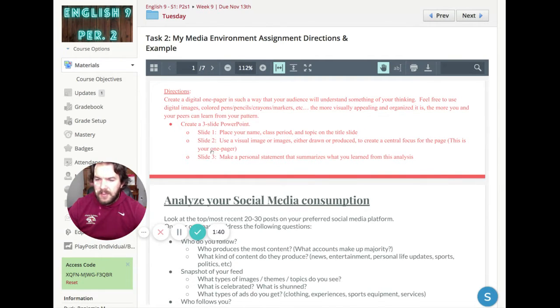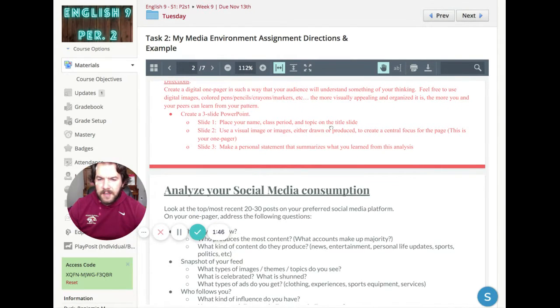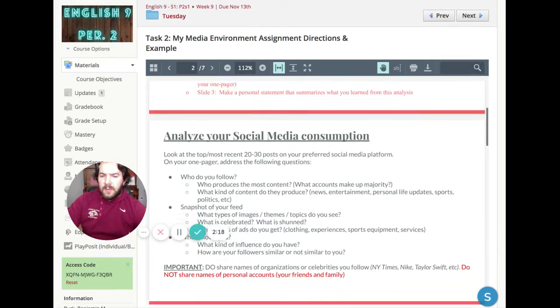That slideshow is going to be 3 slides long. You're going to put on the first slide your name, class period, and topic on the title slide. So your topic is going to be my media environment. The second slide is where we get creative. So you're going to use a visual image or multiple images. You either draw them in there or you create them somehow. And that's going to be the central focus of the page. And that's your one pager. And then the third slide is a little statement that summarizes kind of what you're sharing with us about your media consumption.